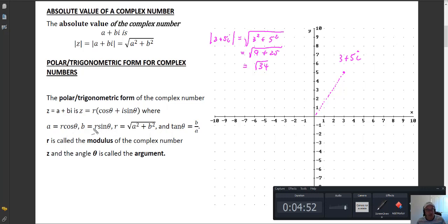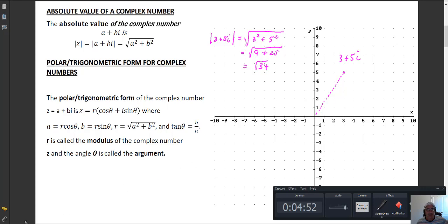Now remember when we did it before, a was really what? x, and b was y, which really kind of matches up here when you think about it. This is the a axis, this is the b or imaginary axis, and then r, we just said, would be the distance here we're getting. And then the tangent would be, instead of y over x, b over a. So it's very similar to some of the past videos we've looked at. Now notice in these, r is called the modulus of the complex number, and the angle is called the argument. So we have some terms for each one here.